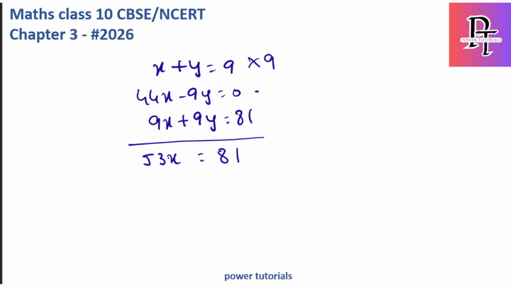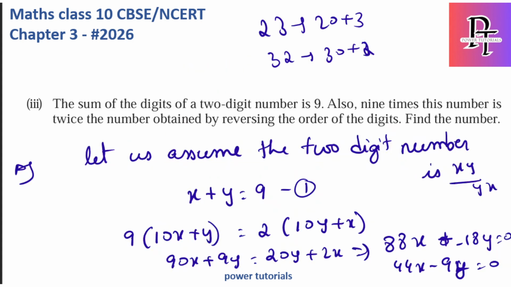Somewhere we're going wrong. It should not be fractions. Let's cross check again. What is the mistake? The sum of digits of a 2-digit number is 9. x plus y is 9. Okay. Also, 9 times this number is twice the number obtained by reversing the order of digits.